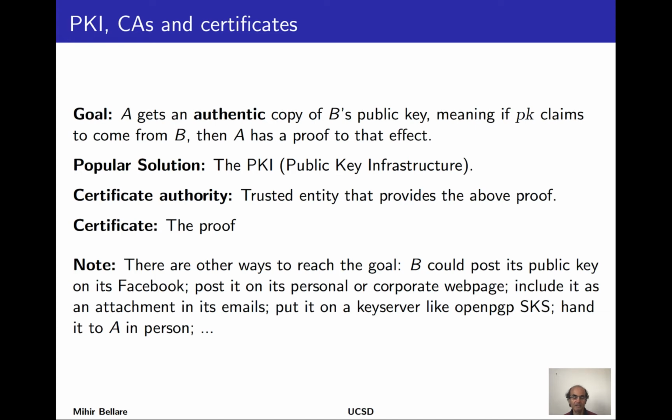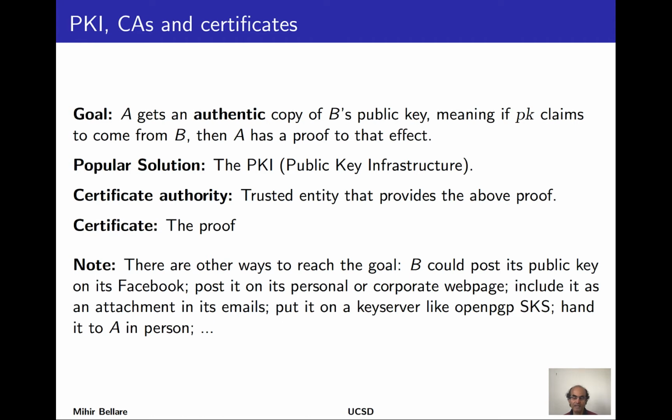And in that solution, there is an entity called a certificate authority that enters. It's a trusted entity, and its job is to provide this proof that a key that B claims to be its really is its. And what we call the certificate is the proof that's provided. Now, while this is the main internet and TLS way to reach the goal of getting authentic public keys communicated, it's of course not the only one.